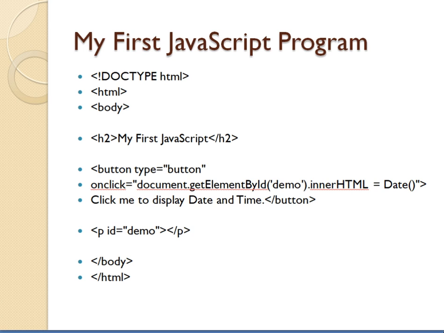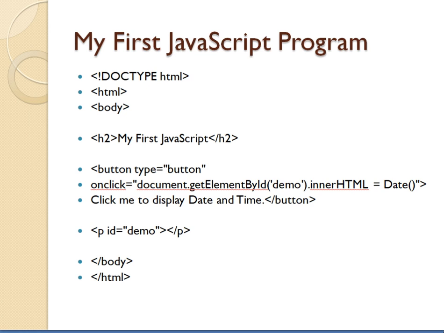Then there is a heading H2: My first JavaScript, H2 close. Then there is a button type. Button, actually in JavaScript we always write the coding in the button part. So we write button type button onclick. So this means that when we click on the button, what will happen?